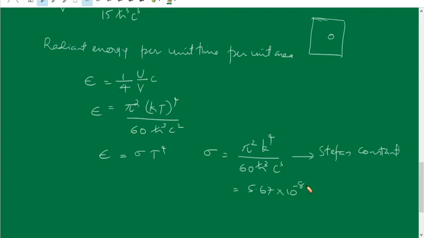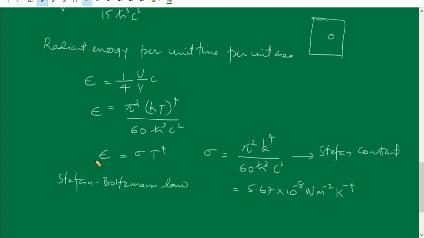The unit is watt, which is energy per unit time, per meter square. This is the energy per unit time per unit area. T raised to 4, so it is Kelvin raised to minus 4. So this is the Stefan constant, and this law is called the Stefan-Boltzmann law.